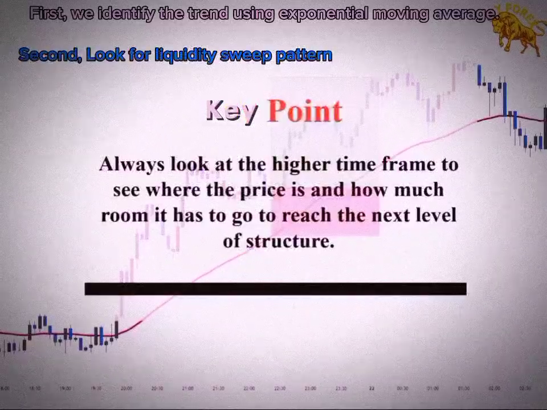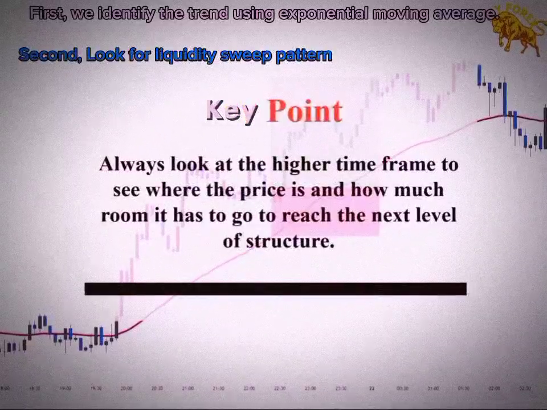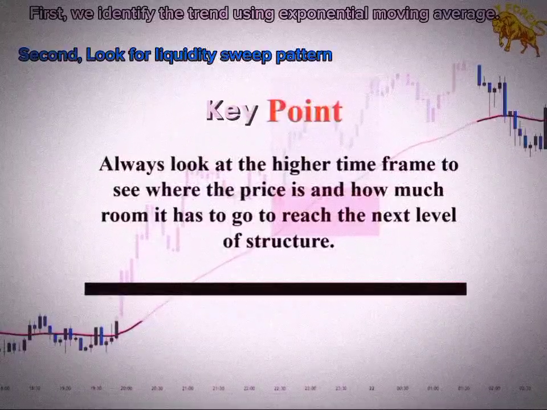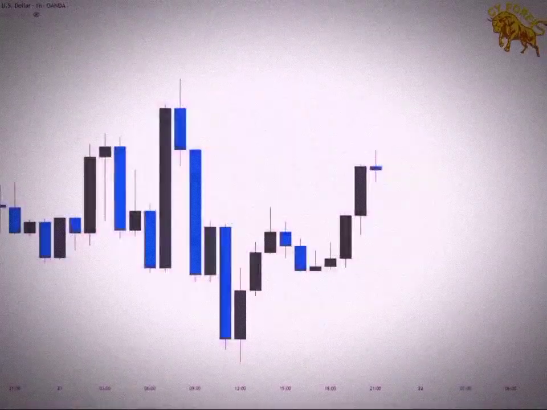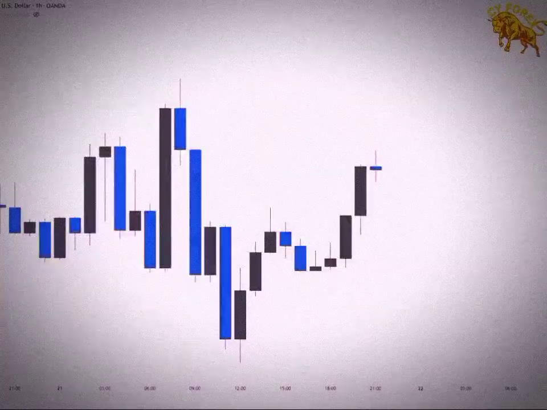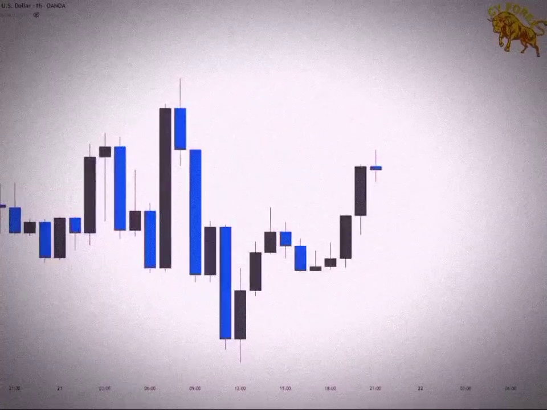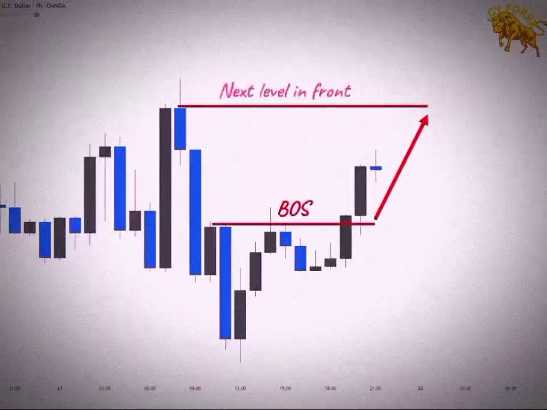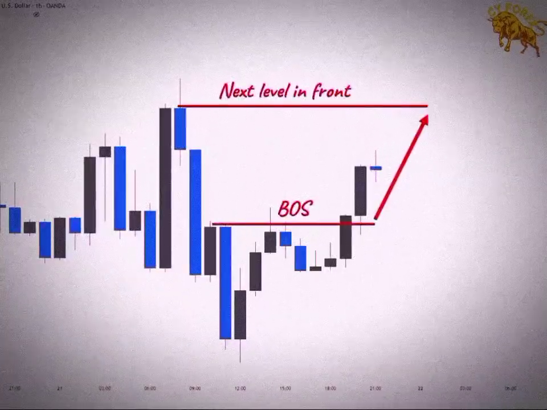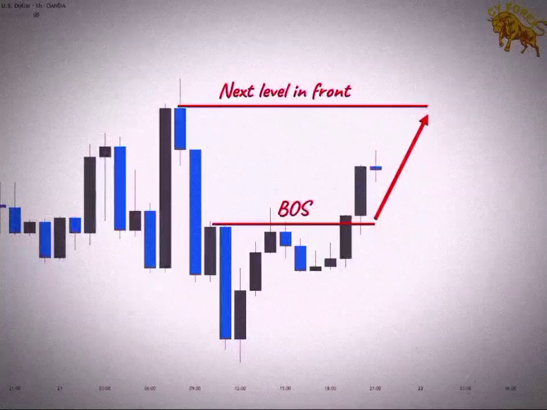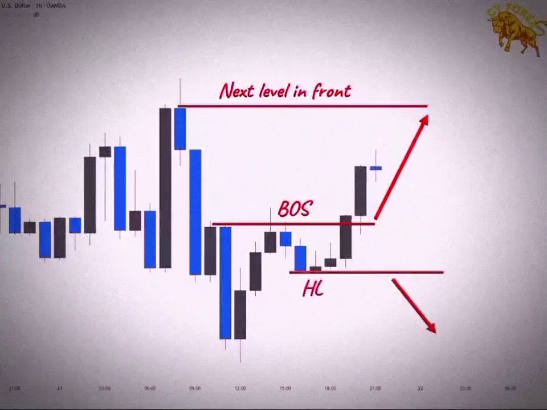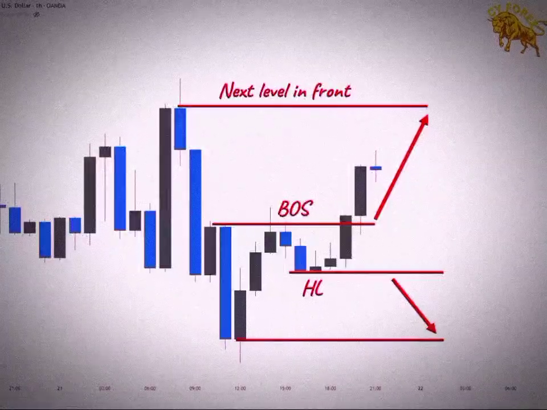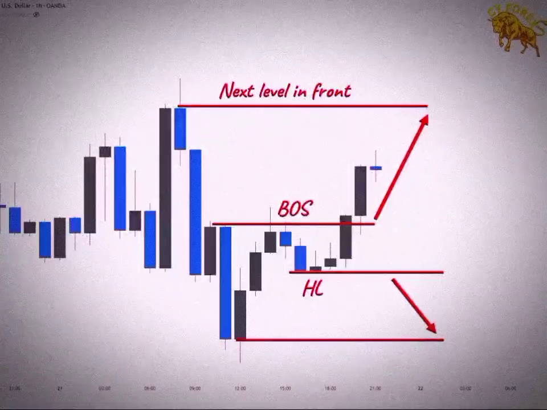Always look at the higher time frame to see where the price is, and how much room it has to reach the next level of structure. For example, this is the same chart, right before placing the trade. If we zoom out to 1 hour's time frame, we can see that the price has recently broken the structure to the upside, and it has a lot of space to go until it reaches the next level of structure. Also, if it breaks the higher low to the downside, we will look for shorting opportunities in the lower time frame until it reaches the next level of market structure.